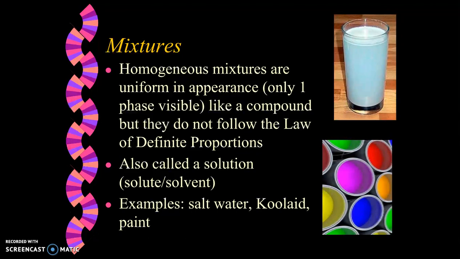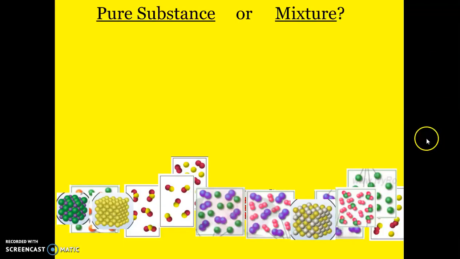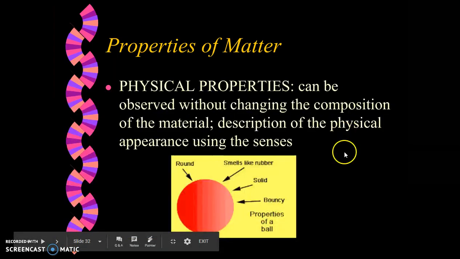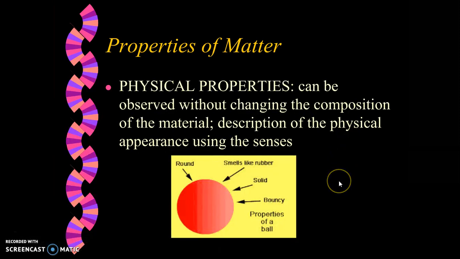You have something dissolved in something else, like a solute dissolved inside of a solvent. Salt water, Kool-Aid, paint, those are all examples of homogeneous mixtures. So we're going to do this activity in class, comparing pure substances or mixtures. So this whole slide we will do in class. Some basic properties of matter.